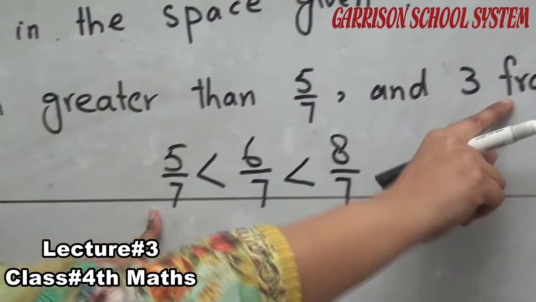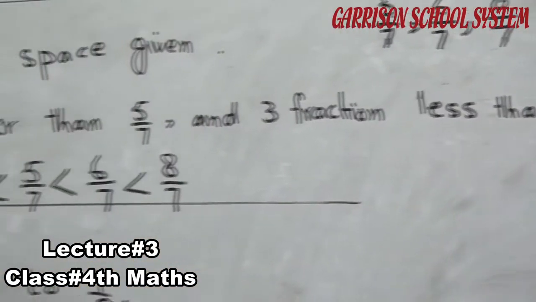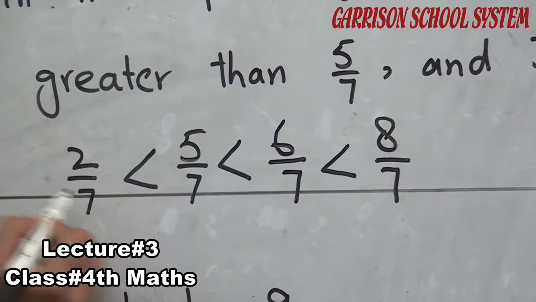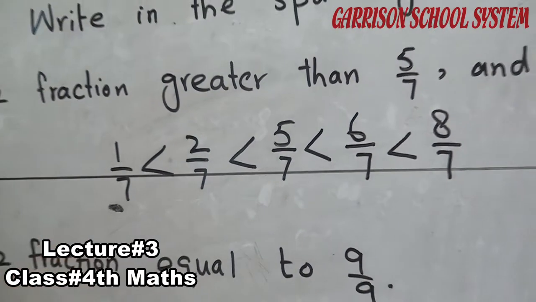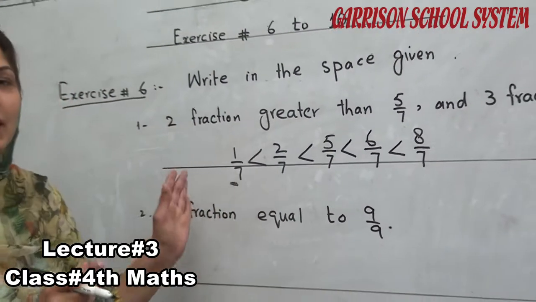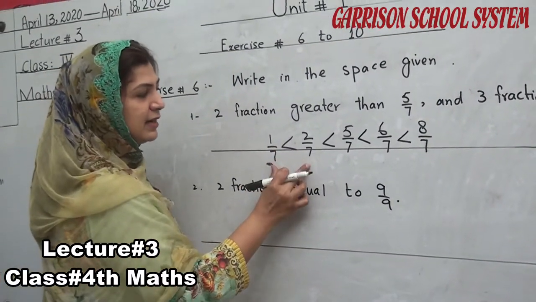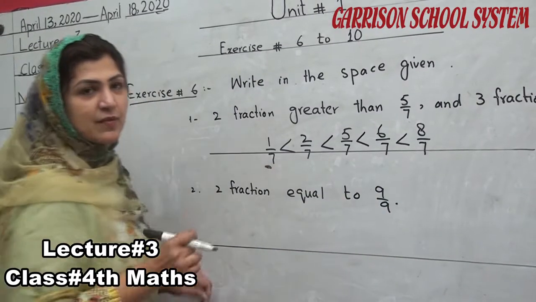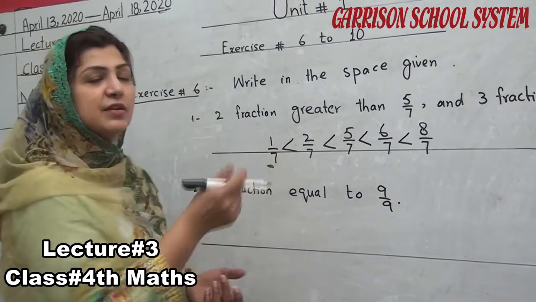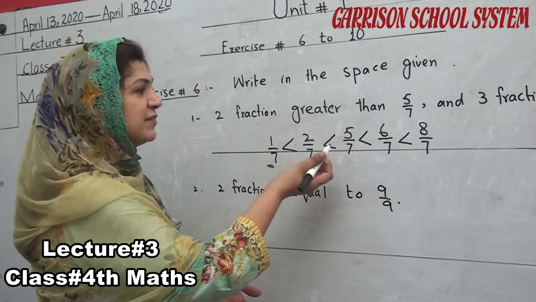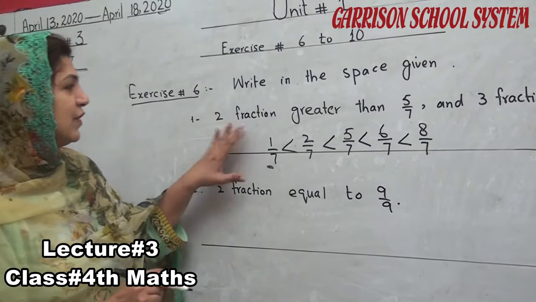Now we have to write the fractions less than 5 by 7. So what can I write? We can write here 2 by 7, 1 by 7, 3 by 7, 4 by 7, which are less than 5 by 7. But we have to write the same denominator. Without the same denominator, it is very difficult to find out which fraction is greater or which fraction is lowest. So in this way we have done this.